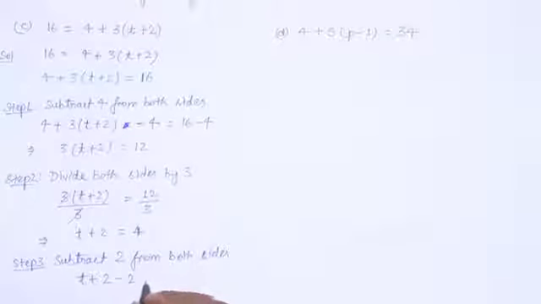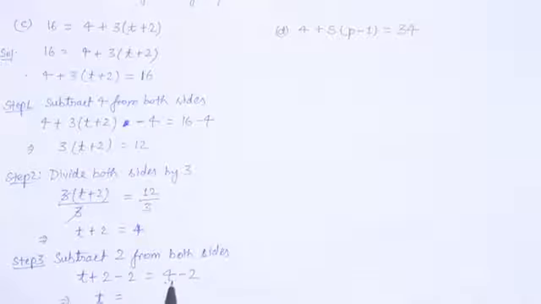So we can write t plus 2 minus 2 is equal to 4 minus 2, which implies that 2 and minus 2 cancel out. So we have only t on the left hand side, and on the right hand side 4 minus 2 we have 2. So this is our solution. Now let us see the next part in the same way.